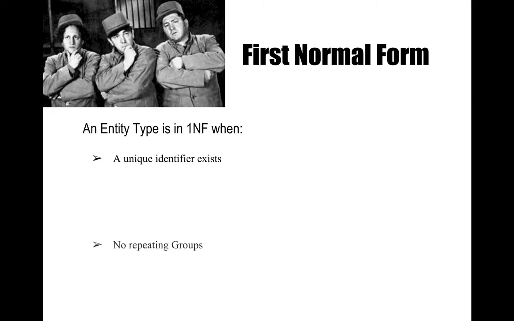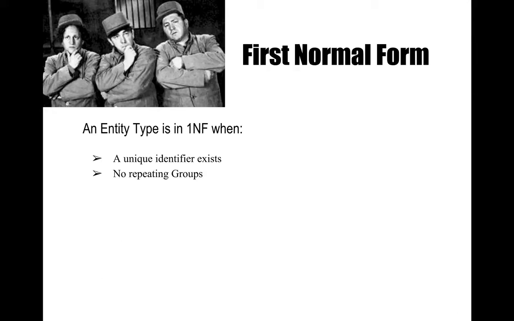Remember, each form means that you have a good ability to set up a database, and every entity in a relational database should be in first normal form, period. So how can we tell then that an entity is in first normal form? Well, again, a unique identifier exists, and there are no repeating groups.